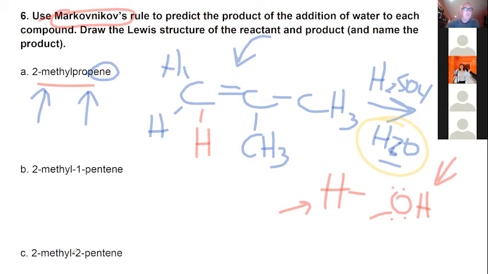So we remove this double bond, because remember, we don't break both bonds. We just break the second one. And then the hydroxyl group goes to the carbon that has more carbons attached to it. Carbon 2 has 3 carbons attached to it. Carbon 1 only has 1 carbon attached to it. So that's where the hydroxyl group goes. So that is the Lewis structure of our product, right there.